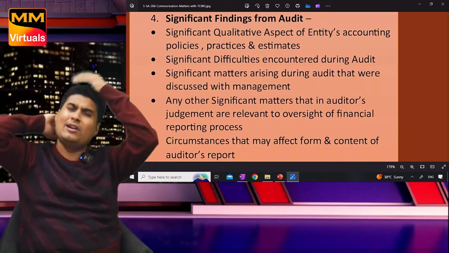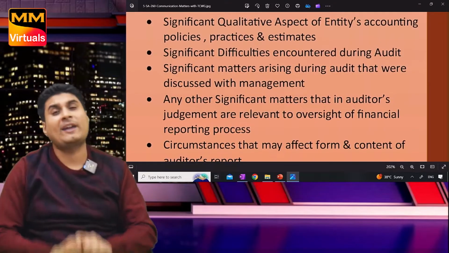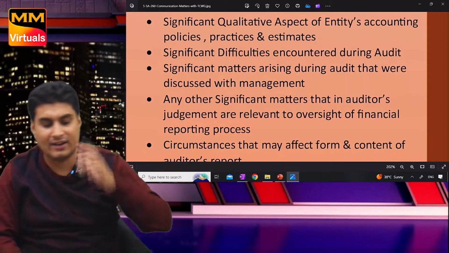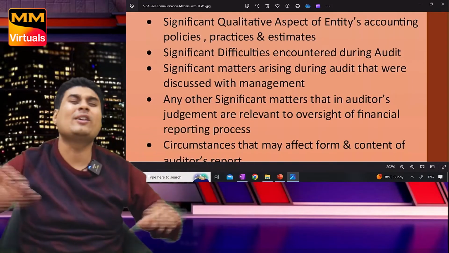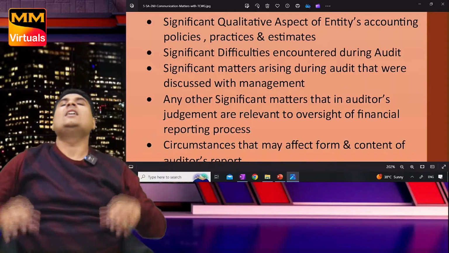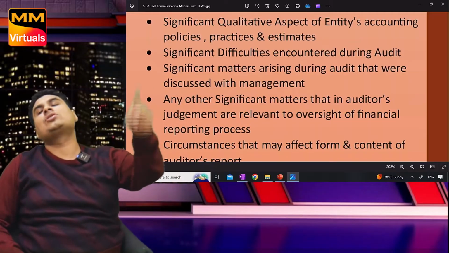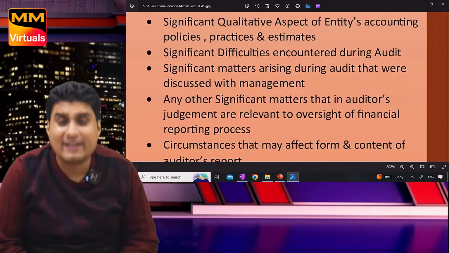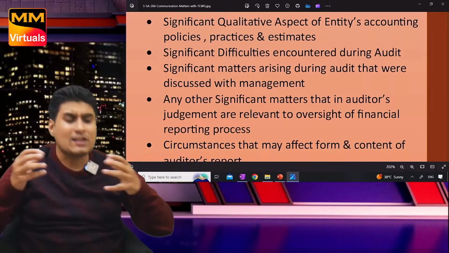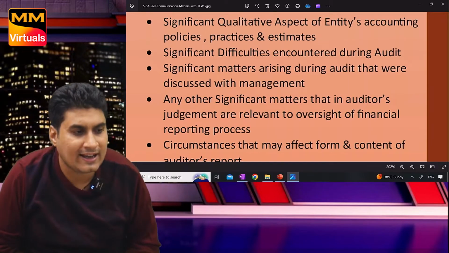Significant findings from audit, last time. Significant qualitative aspect of client accounting policy, practices, estimate. Significant difficulties encountered during audit. Significant matters during audit that were discussed with management. Any other significant matter that in auditor's judgment is necessary for oversight of financial reporting process. And last point, circumstances that will change form and content of auditor's report. Learn nicely. Your time starts now.